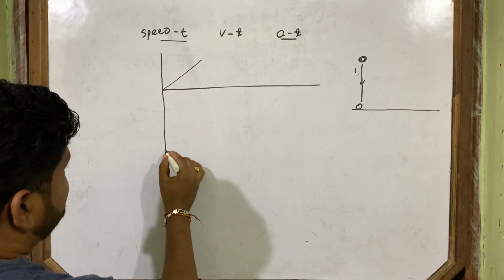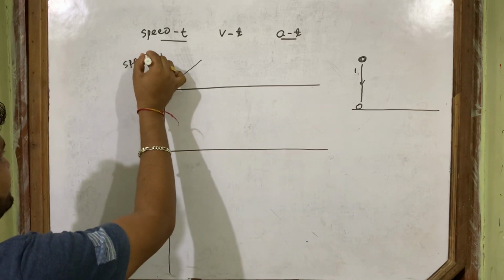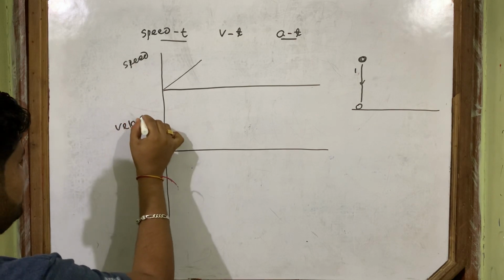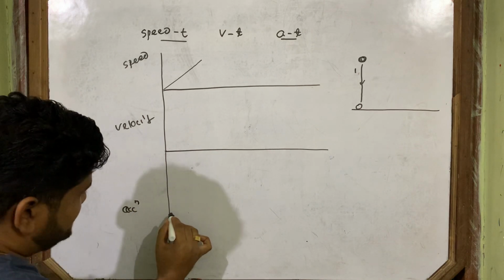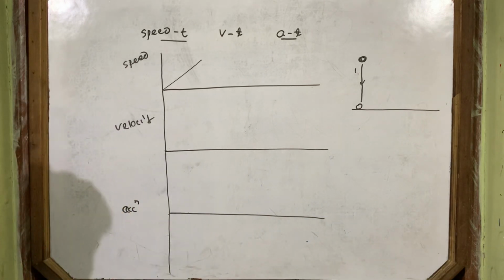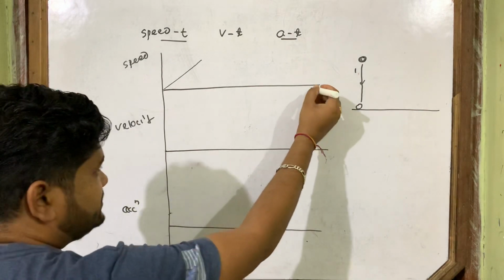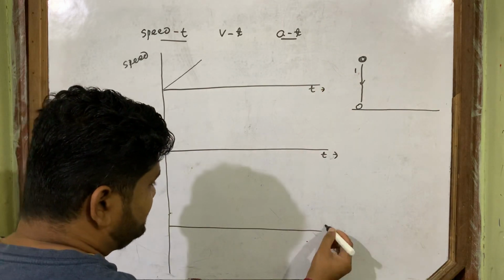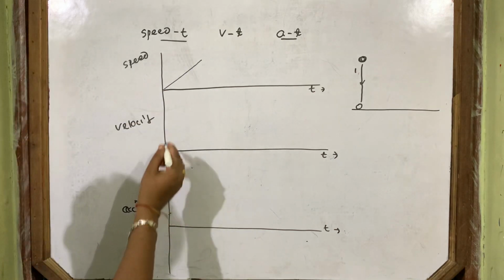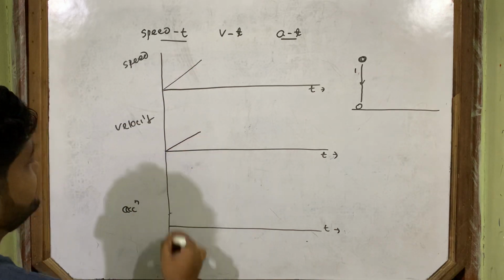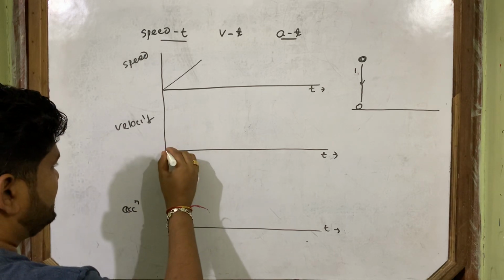Then simultaneously I am also drawing the velocity time graph. This is speed, this is velocity, and this is acceleration. This line I'm taking a little down for the acceleration time graph. This is time. So first the velocity and acceleration are positive. The same graph will also be here. Acceleration is positive, same graph it is.